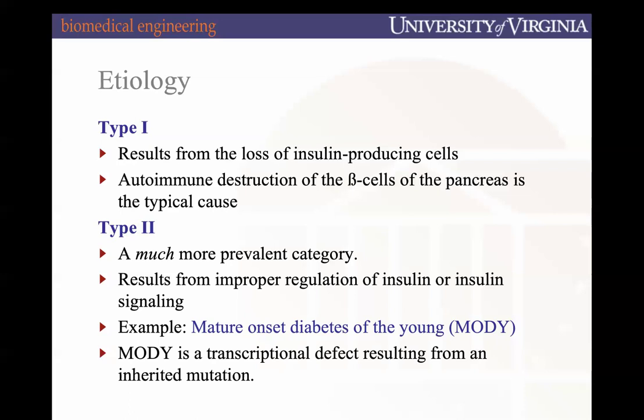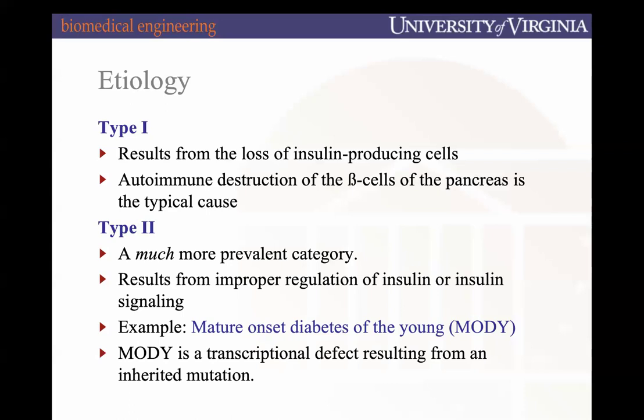Not on this slide, what I forgot to say, is that MODY, mature onset diabetes of the young, is a transcriptional defect that's inherited, a mutation that's inherited. And so that's the Native American tribes where they have rates that are as high as 50%. This is an inherited mutation that's passed down through that people group.